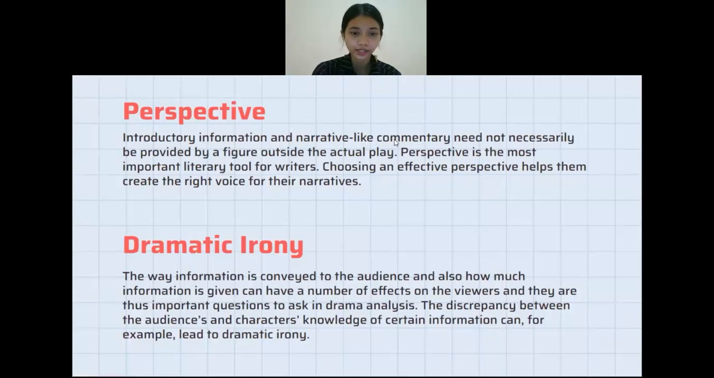Dramatic irony. The way information is conveyed to the audience and also how much information is given can have a number of effects on the viewers, and they are thus important questions to ask in drama analysis. The discrepancy between the audience's and characters' knowledge of certain information can, for example, lead to dramatic irony.